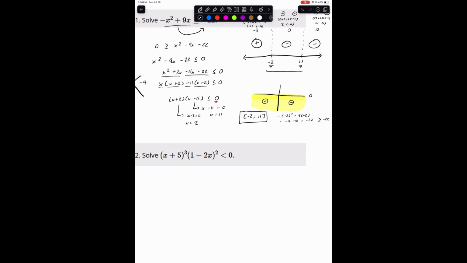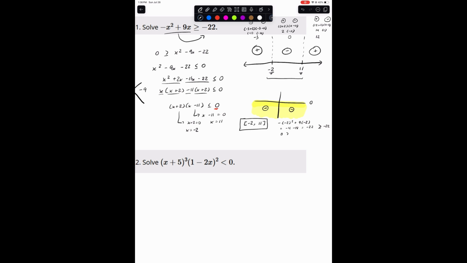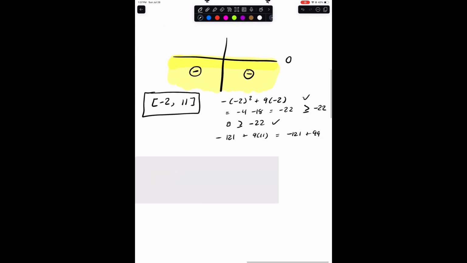We plug in 0 and we get 0 greater than or equal to negative 22. Perfect. And if we plug in 11, you get negative 121, then plus 9 times 11, which is negative 121 plus 99. That doesn't look quite right, does it? That should be negative 22 as well. Yeah, this is negative 22, which is greater than or equal to negative 22, which is perfect.